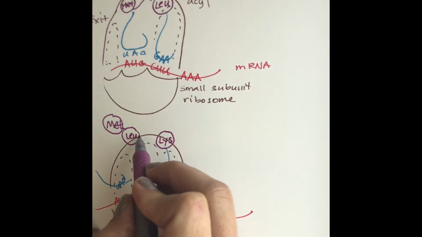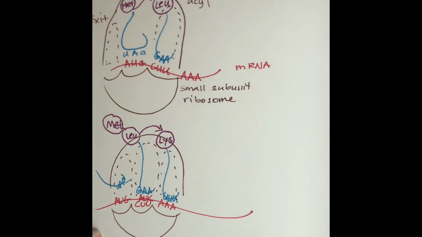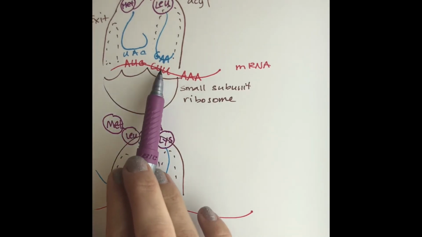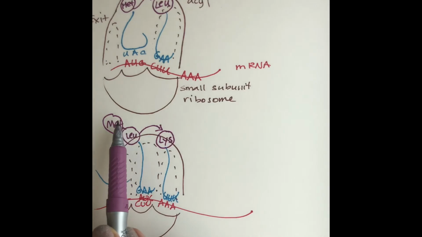And the next thing that's going to happen is that this leucine is going to form a peptide bond with the lysine to make a longer chain. So the methionine was encoded by the first codon, the leucine was encoded by the second codon, and the lysine was encoded by the third codon. And in this way, we're going to get a string of amino acids that are going to match the string of nucleotides.